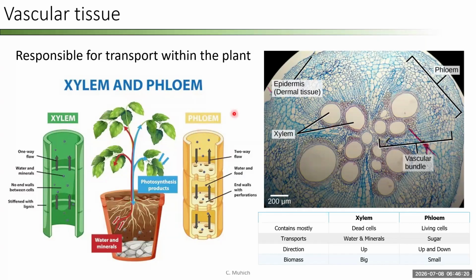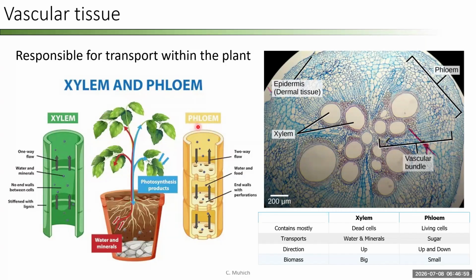Depending on the type of plant, they can be located in different portions, but tend to be located towards the center of the plant. They form these larger pores through the structure. Additionally, they tend to be very stiff, and they use lignin, which are sort of rigid molecules, to form them. And we don't have walls between the cells. The walls have broken down, so we form these continuous tubes.